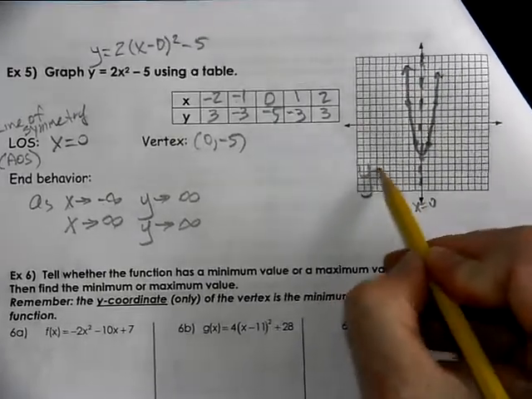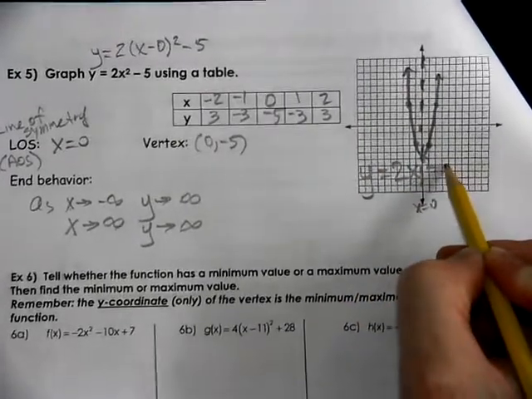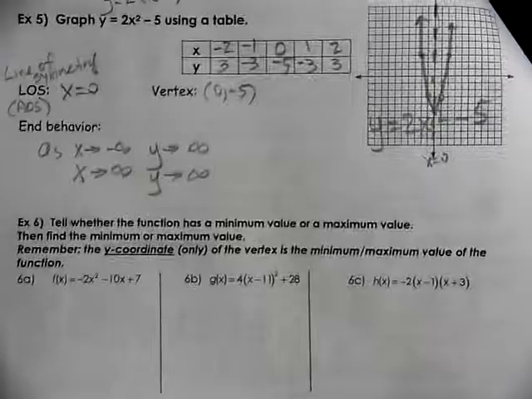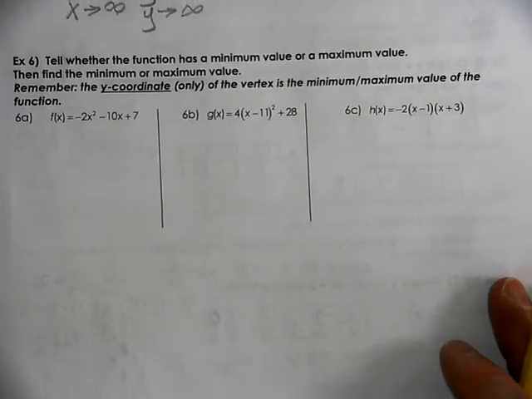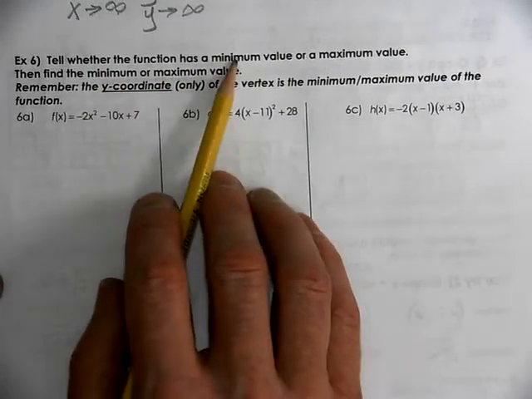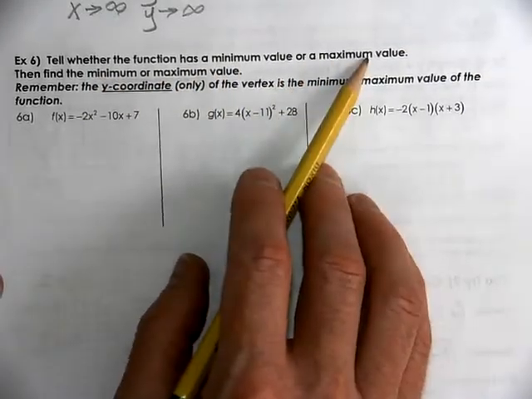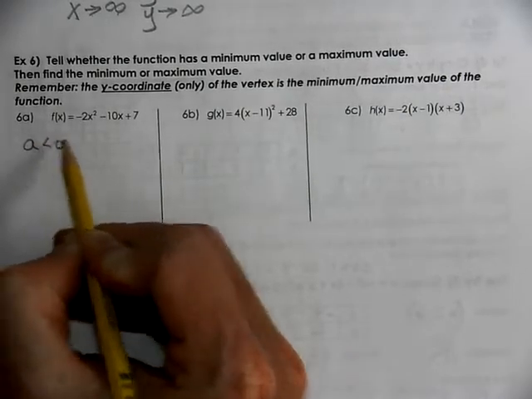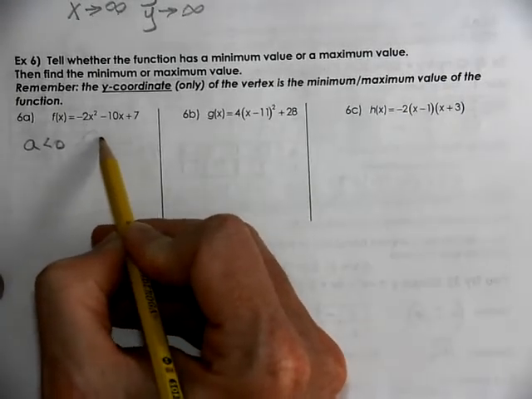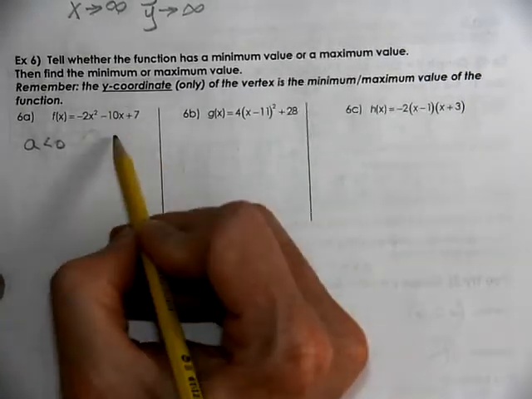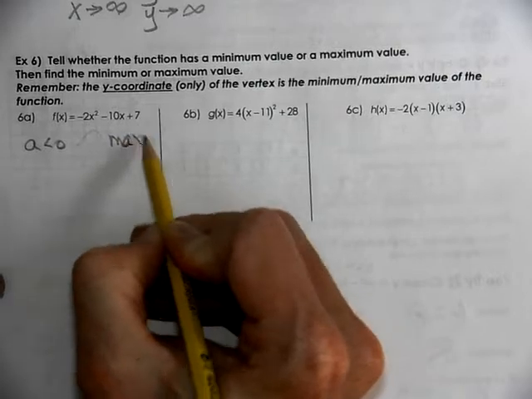We'd like to write our equation for the graph. Okay, 3 more quick ones down here. Tell whether the function has a minimum value or a maximum. Here I know that the a value is less than 0, so it's going to open downwards because it's negative. So that means it has a maximum value.